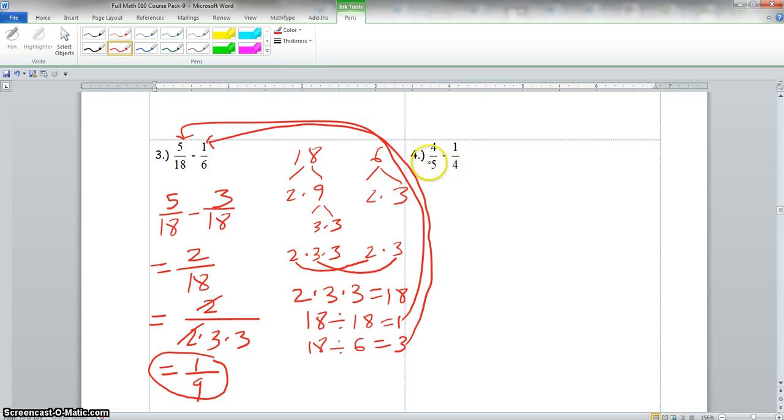Now we go here to problem number 4. We find the common denominator of 5 and 4. 5 is already prime, and 4 prime factorization is 2 times 2. Now if you notice, they have nothing that matches up, so we go with the smallest numbers to the highest number. So we add 2 times 2 times 5, which is 20. So our denominators are 20.